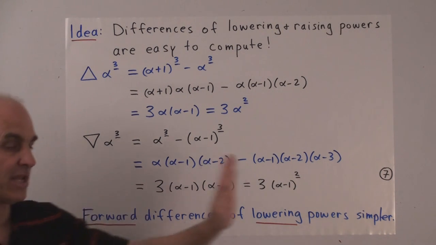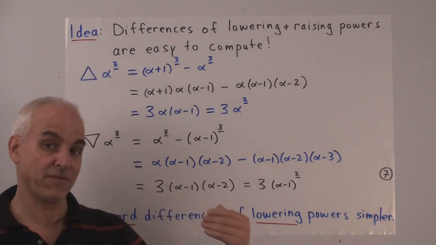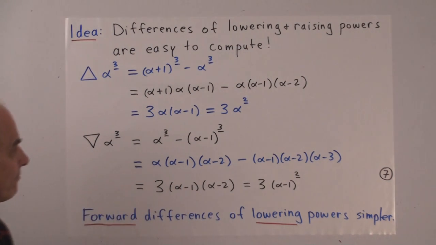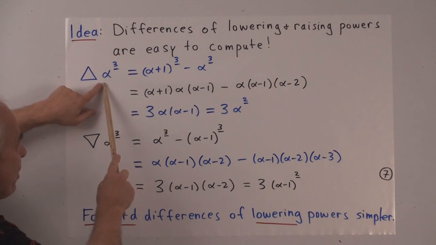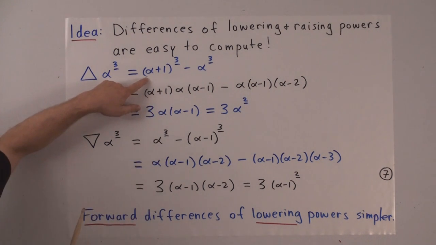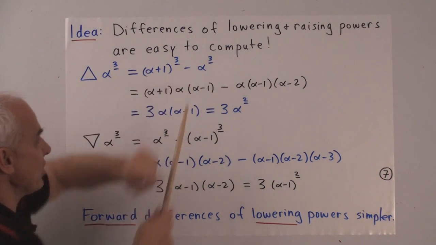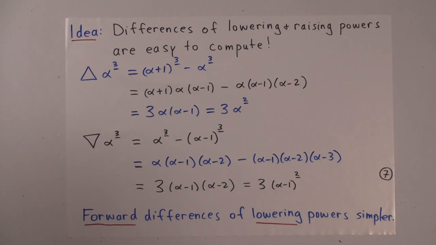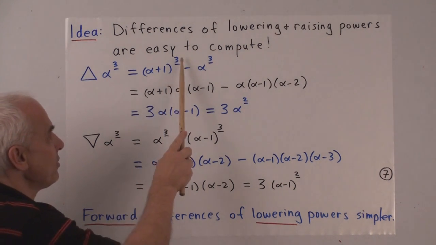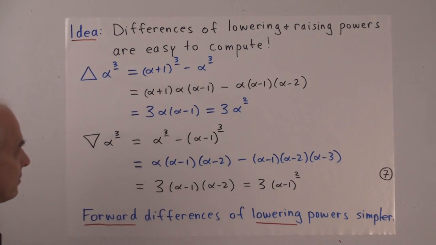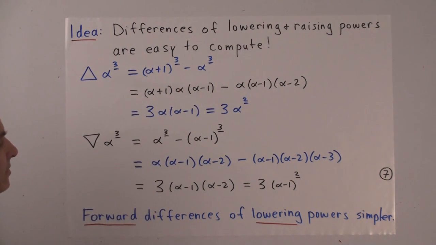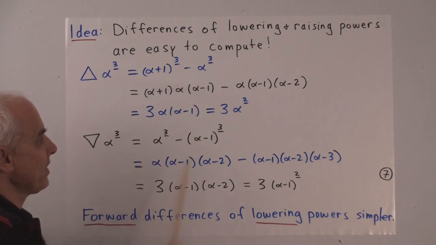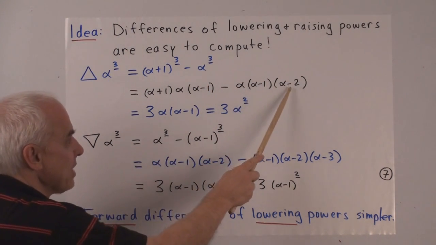We're going to think of it as generating a sequence, and we're going to take the forward differences of that sequence. So what's the definition of the forward difference operator? The definition is that we take this polynomial and evaluate it first at alpha plus 1, and then we subtract the value at just alpha. Okay, so what is alpha plus 1 to the 3 falling? It's alpha plus 1 times alpha times alpha minus 1. And what is alpha to the 3 falling? It's alpha times alpha minus 1 times alpha minus 2.